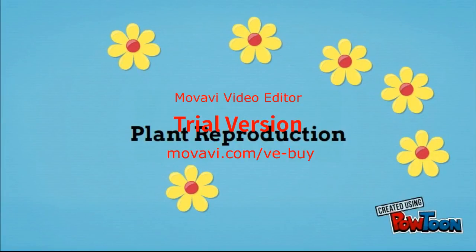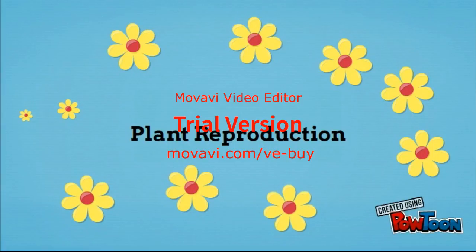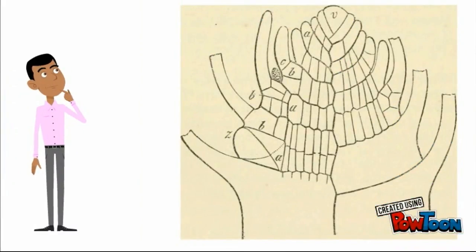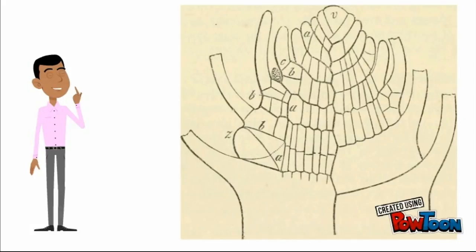Hi, my name is Daniel Castillo, and my partners are Paola Guerrero and Anjelica Espinoza, and we're going to be talking about plant reproduction. Flowering involves a change in gene expression in the shoot apex.